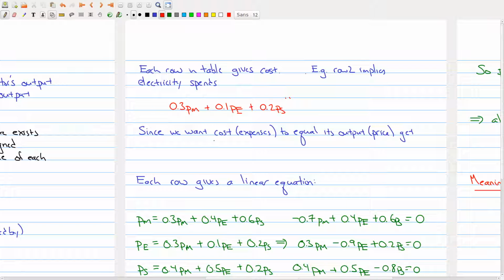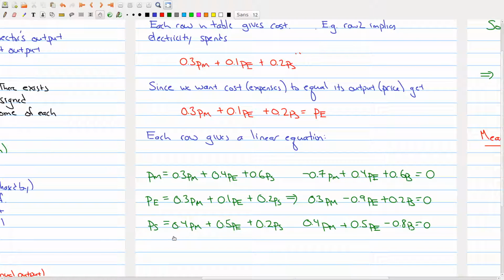And now our goal is we want our cost to be equal to its output, which is its price. So we get an equation, and in fact we get what looks like a linear equation, that we want our cost to be equal to its price. So we are doing electricity. We want electricity, this is the total value of its output, to be equal to its costs. So basically it makes no money, but it manages to cover its costs exactly.